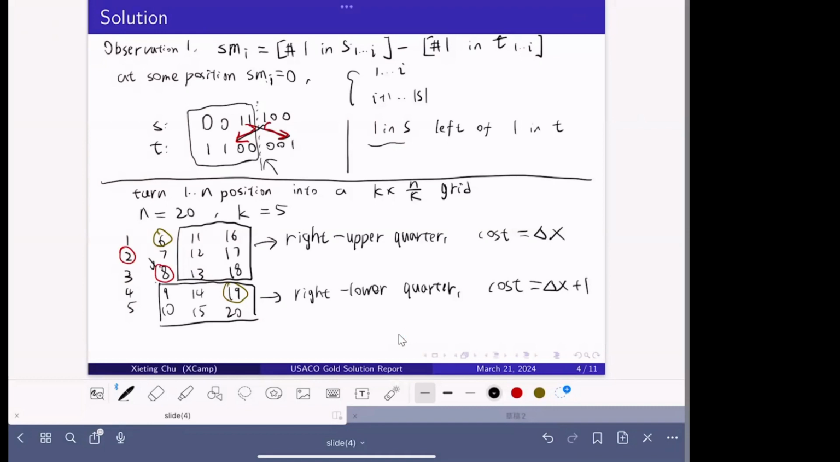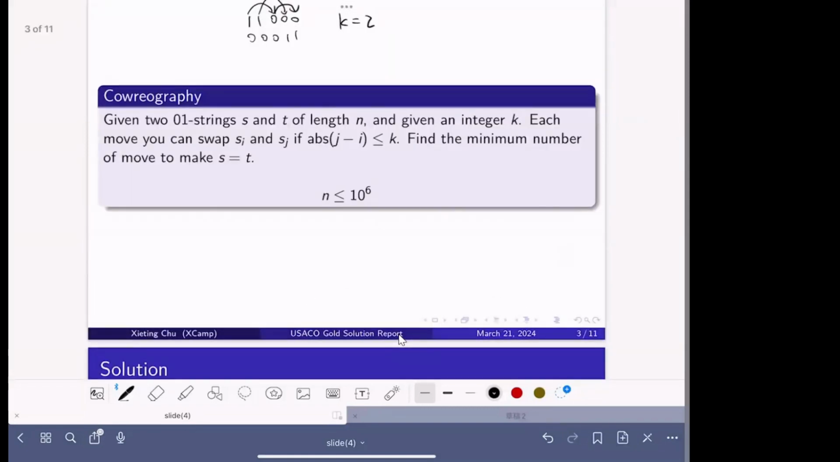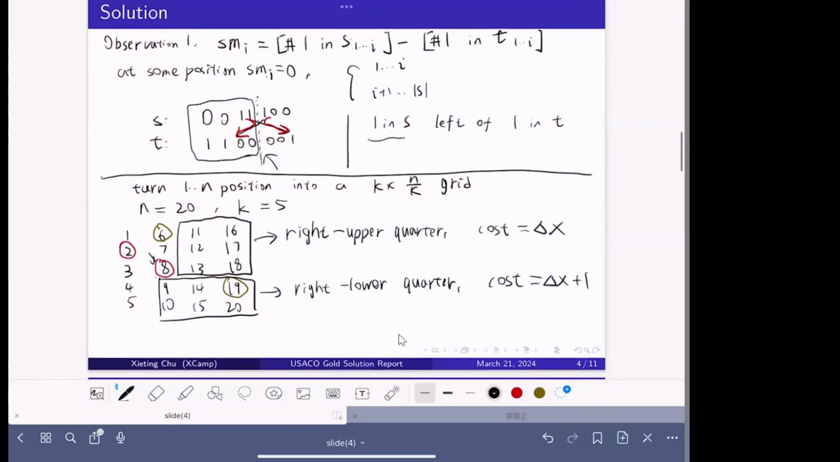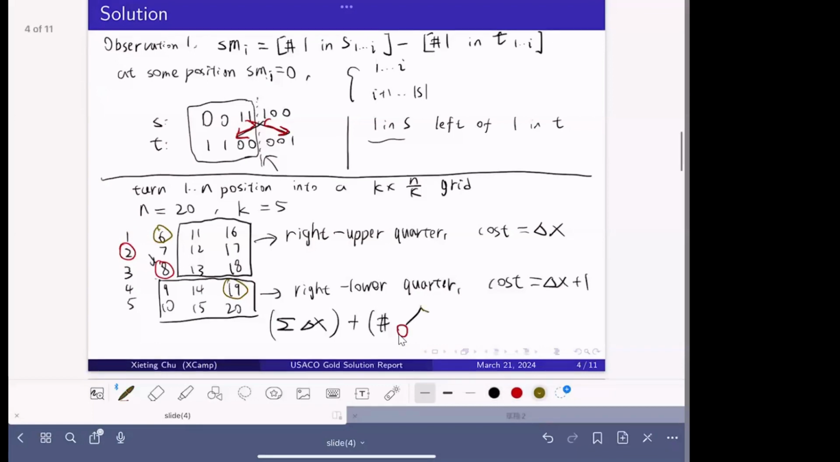So after this observation, what is the total cost, or what is the minimum number of moves we need to do after we do a matching? It should be the sum of all the delta x, which is always the same no matter how you do the matching, plus the number of left lower red that match with right upper yellow.